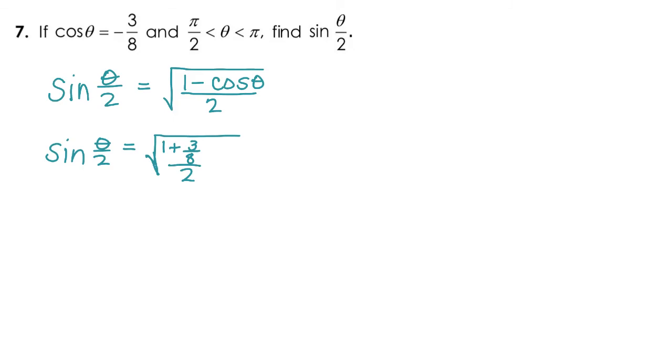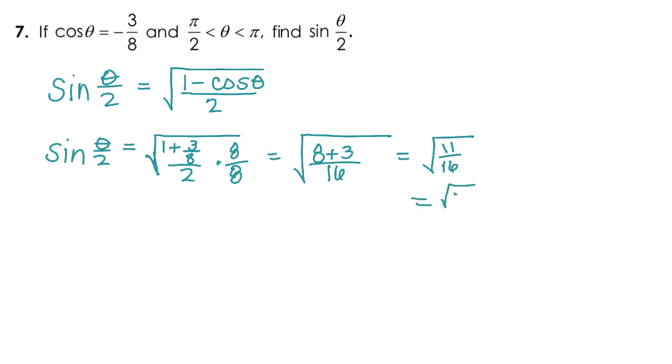And again, you can multiply everything. The common denominator here would be 8 over 8 if you wanted to. And that's going to be the square root of 8 plus 3 all over 16. And so that can be the square root of 11 over 16. Or you can even reduce that further if you wanted to. You can make that square root of 11 over 4 if you wanted.